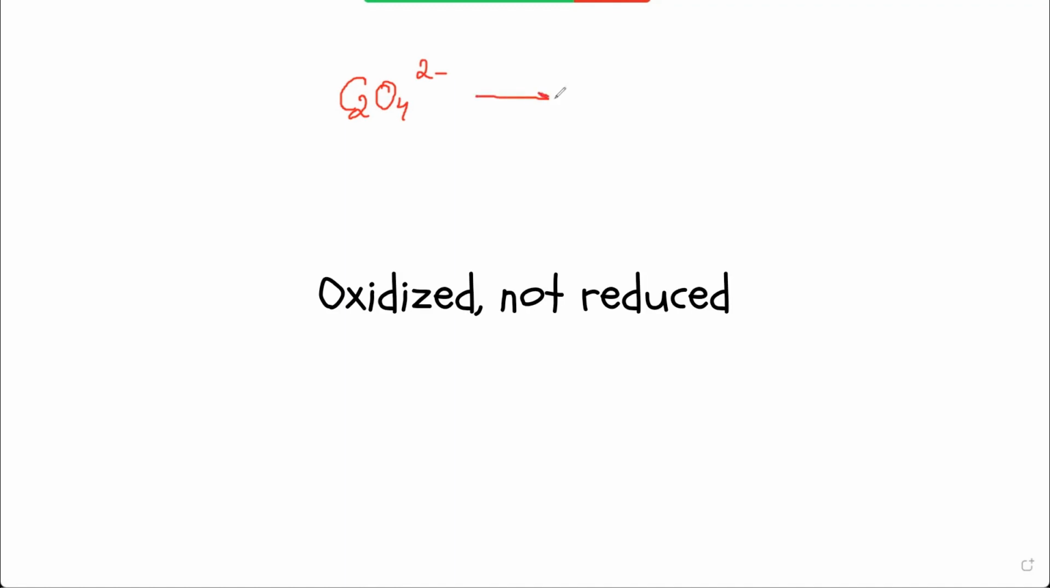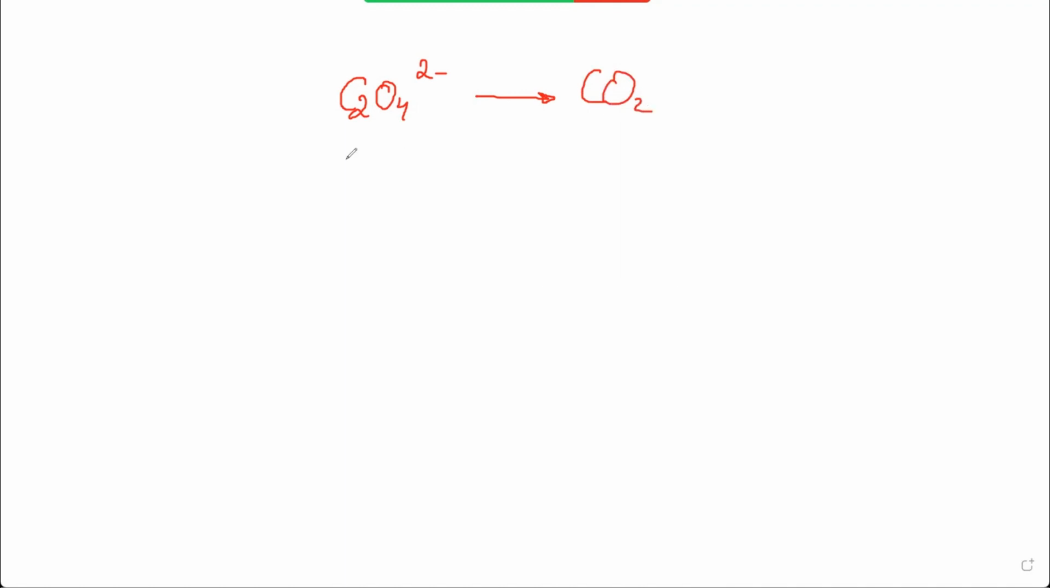To start with, we have the oxalate or oxalic acid. So here we have C2O4 2-, and the oxalate will be reduced to give the CO2. So this is one equation.